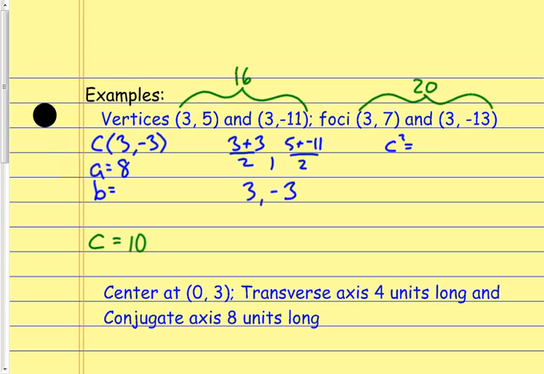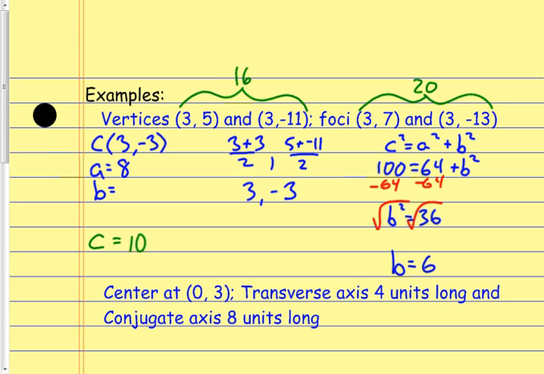And I'm just going to solve this thing. That's going to be 100 equals 64 plus b squared. I'm going to subtract that 64 from each side. So I find out that b squared equals 36. I take the square root of each side. I'm going to find out that b equals a 6. And so now my b value is a 6.